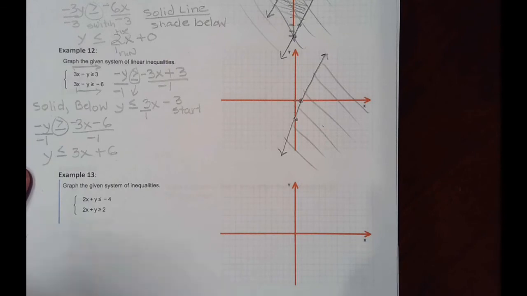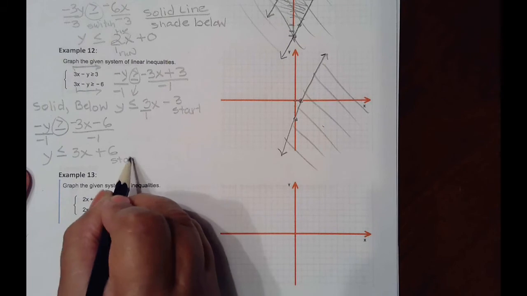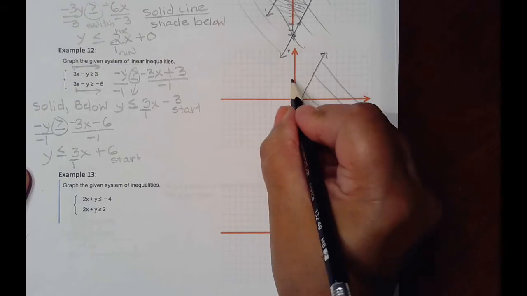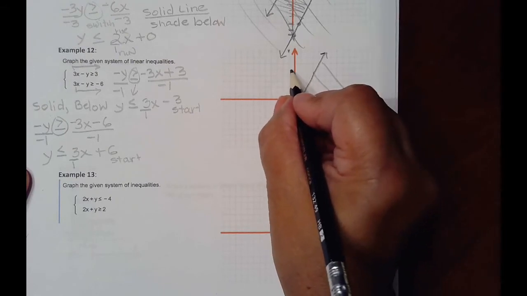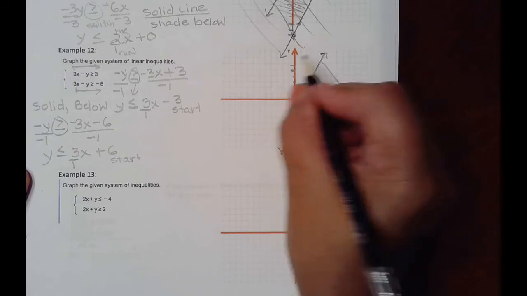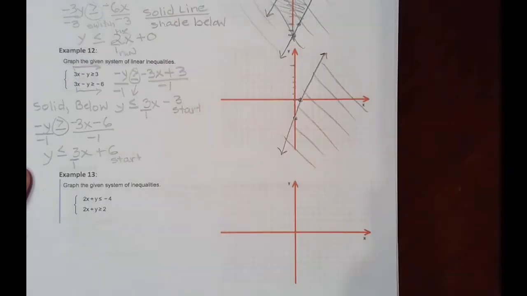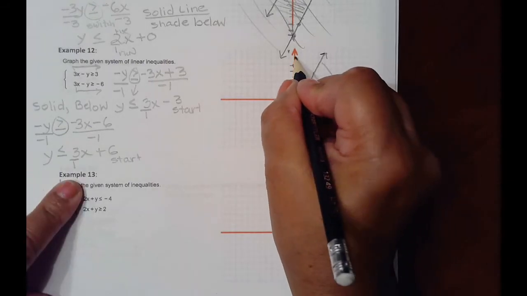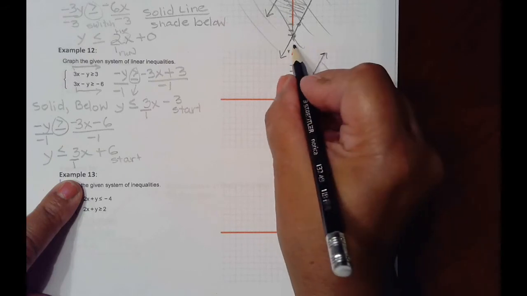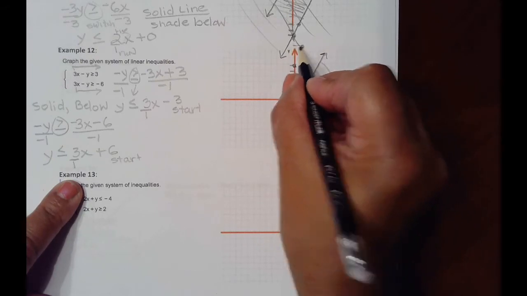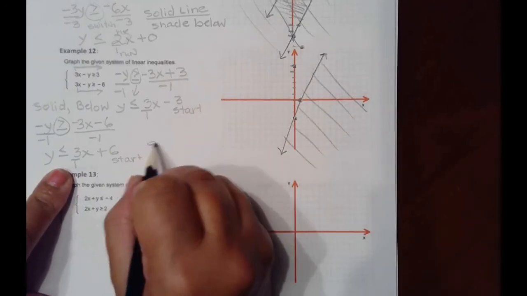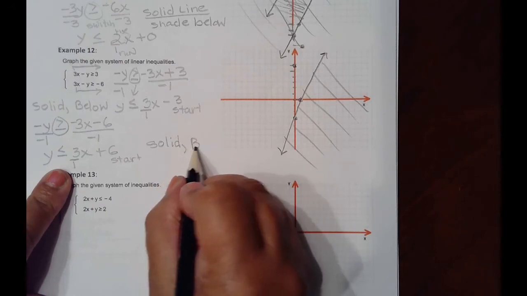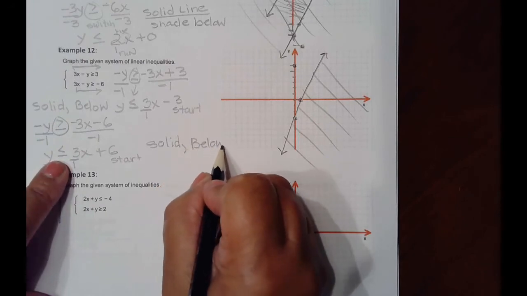All right, now you can graph. We're going to be starting here and using 3 over 1 as the rise and run. So we're going to start at 6. 1, 2, 3, 4, 5, 6. Starting right there. And then we have to rise 3. 1, 2, 3. Let's just say that's 3 and over 1. So right there, again, you have a solid line because of the equal sign, and this time we're going to shade below because of the less than symbol.